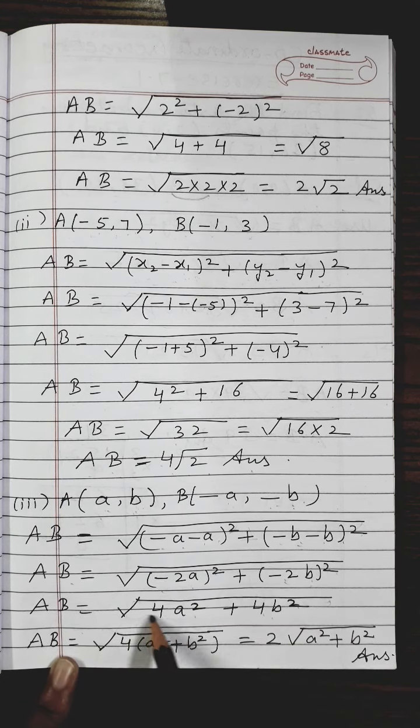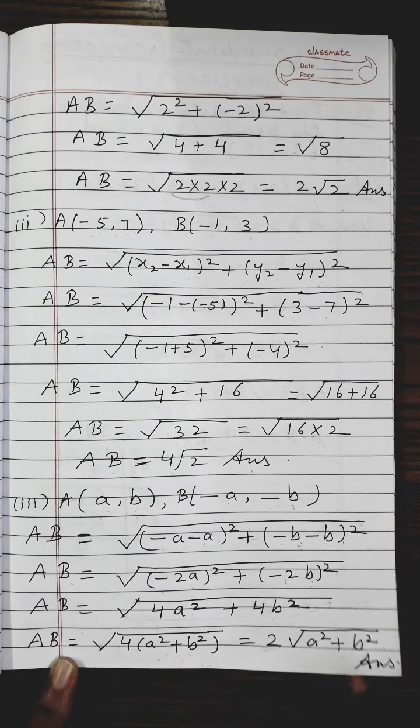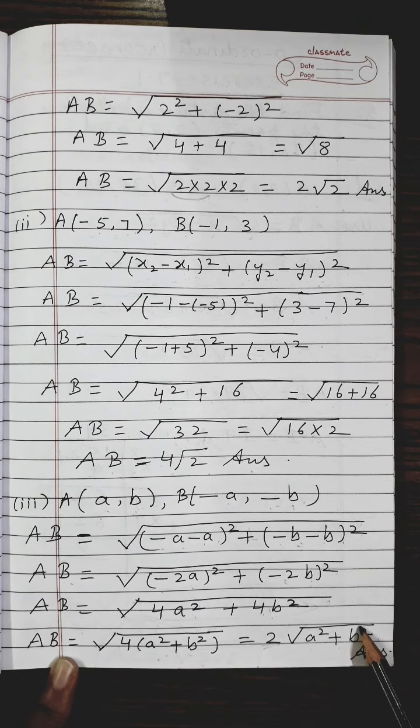Next step, you can take 4 common from these two terms. So square root of 4 times (a square plus b square). Square root of 4 is 2, so I take it out from the square root sign. So this becomes 2 square root of (a square plus b square). So this is your final answer for the third part. I hope it is clear to you.